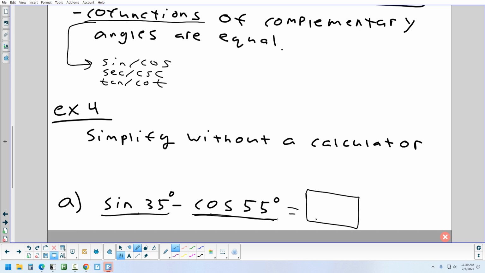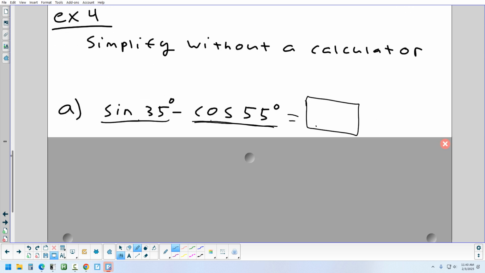What do we know about the sine of 35 and the cosine of 55? The 35 and the 55 are complementary. What else do we know? They come up with the same answer. Yeah, the sine and the cosine are cofunctions, which means we can apply that theorem. So how does the sine of 35 compare to the cosine of 55? They're equal. You're subtracting two things that are the same. I don't need to know what the things are. I just know I'm subtracting two things that are the same. What does that mean I'm going to get? Zero.